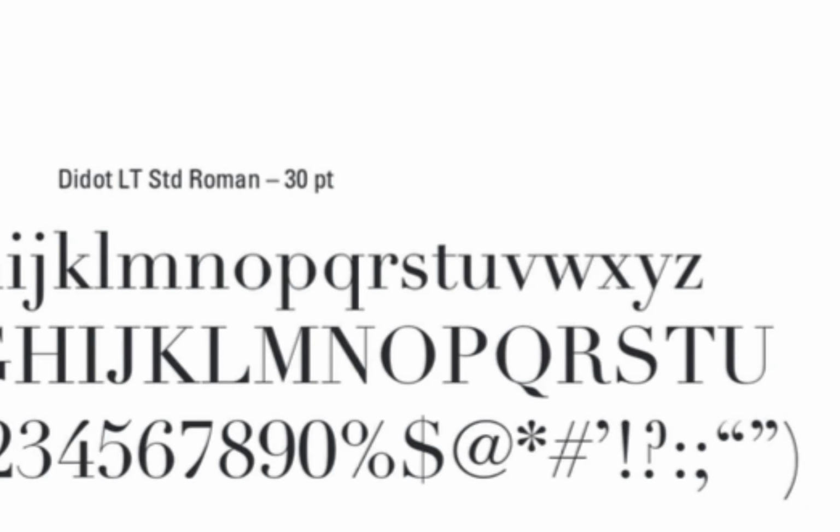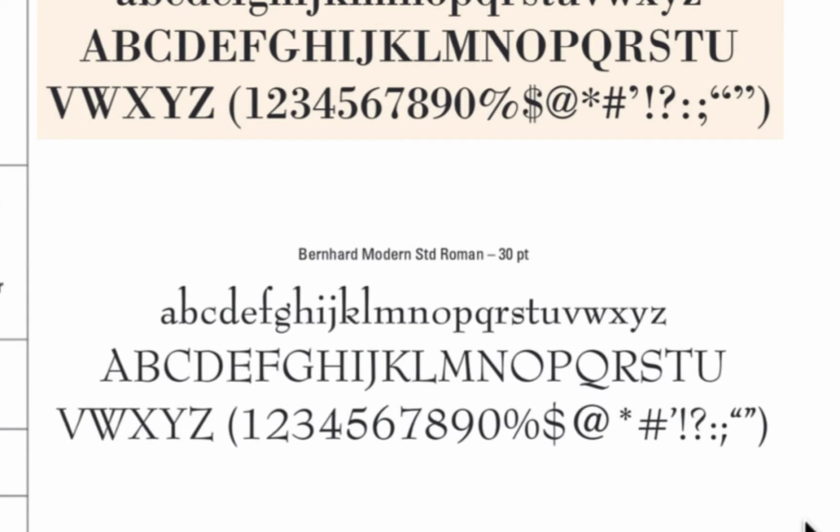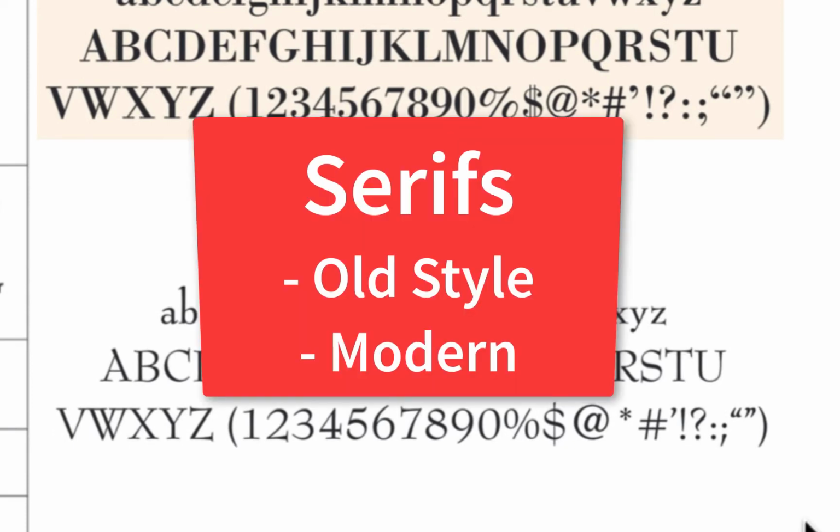Again, old style is kind of your workhorse that you would use out of those fonts. So we'll look at serif fonts like old style and modern. We won't talk much about transitional. We won't talk much about humanist, but just be aware of what they are.